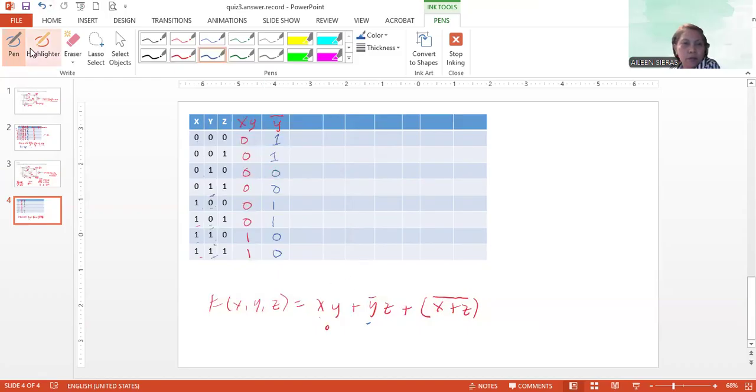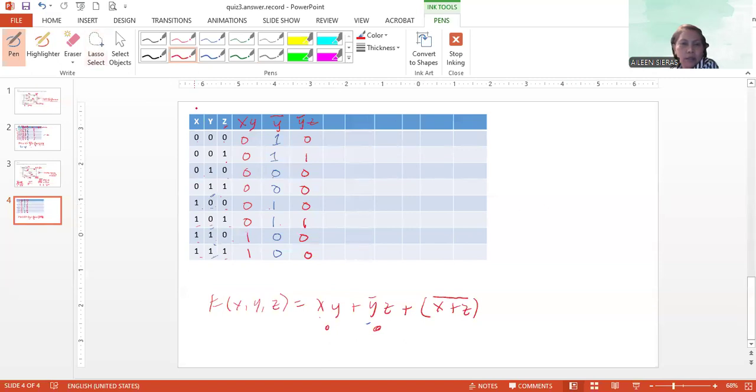So to get the value of y bar z, we have here y bar z. So this is our z here. So 0 and 1, 0, 1 and 1, 1, 0 and 0, 0, 1 and 0, 0, 0 and 1, 0, 1 and 1, 1, 0 and 0, 0. Then the last combination 1 and 0 is equal to 0. So we are already done with this term.